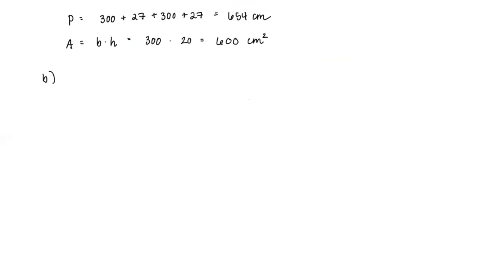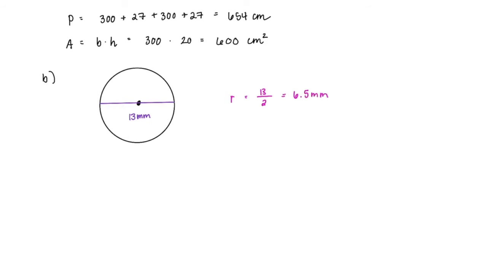Let's try a circle now. So here is our center, and we are told this total distance from here to here is 13 millimeters. Well, that's not really helpful for me because if I want to know my area, I need to know my radius. So my radius is going to be this total distance divided by 2. So my radius is 6.5 millimeters. So this is 6.5, this is 6.5.